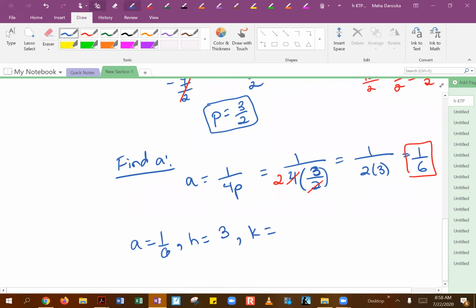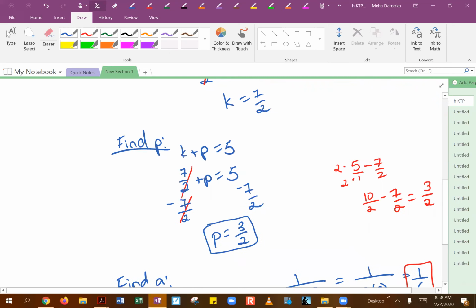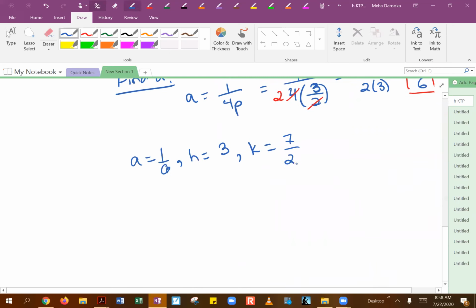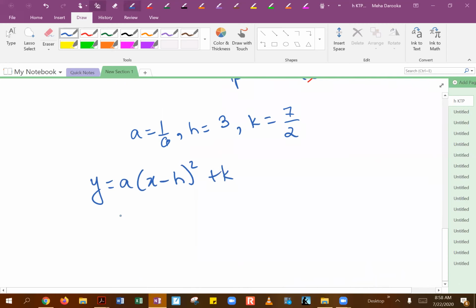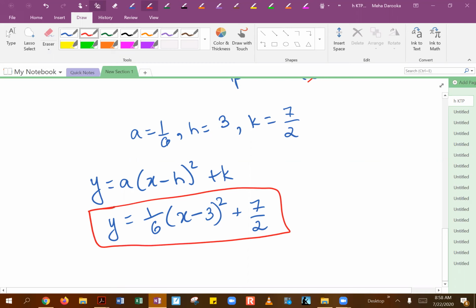And our k, remember, was 7/2. So the equation of our parabola will end up becoming a is 1/6. X minus h is positive, which means you keep that negative sign as it is. So x minus 3 squared plus 7/2. Now this is if they want you to leave your equation in the transformation form.